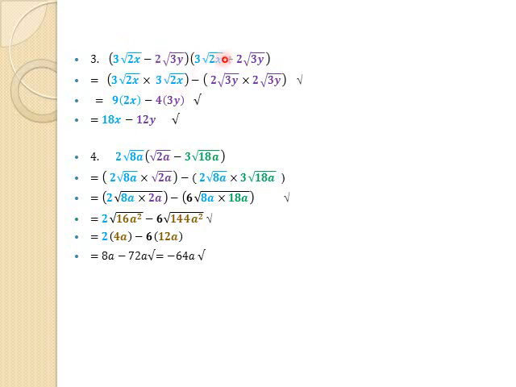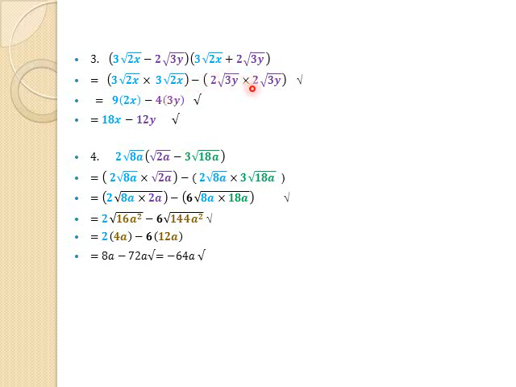This negative times that positive would give me a negative. 2 square root 3y times 2 square root 3y. 3 times 3 gives me 9. Square root 2x times square root 2x, the square roots simply cancel, and I'm left with 2x. The negative stays. 2 times 2 would give me 4.